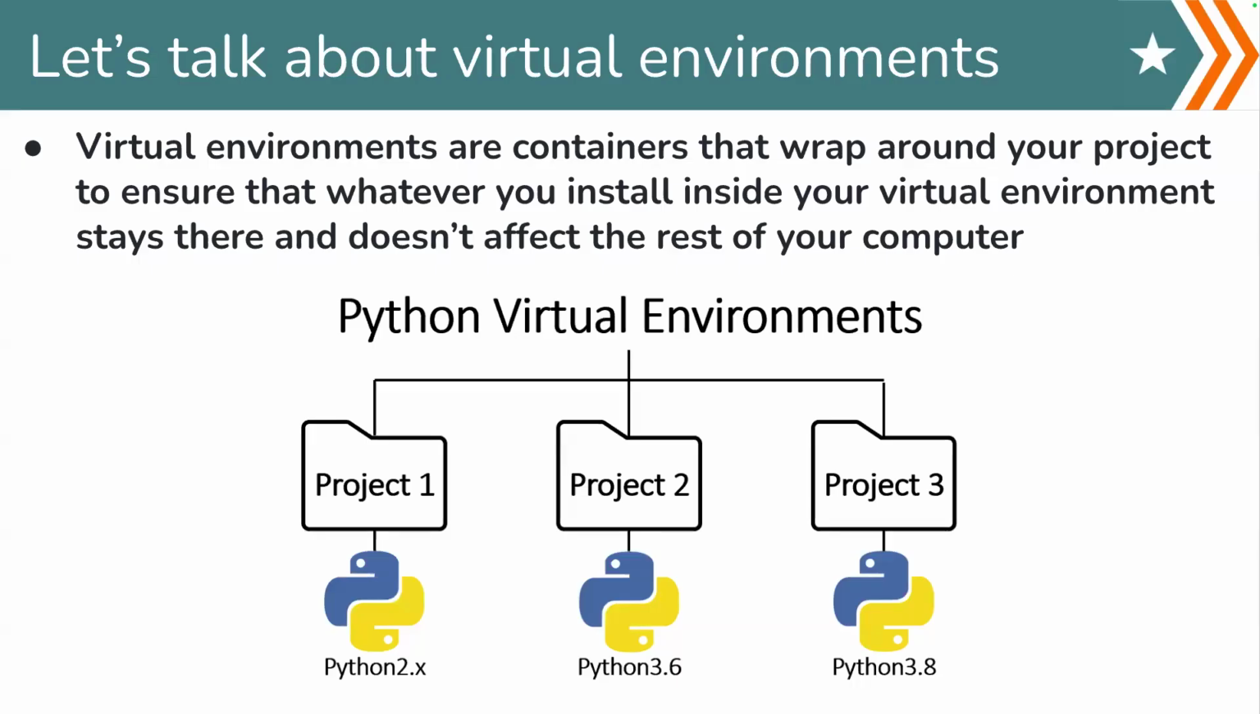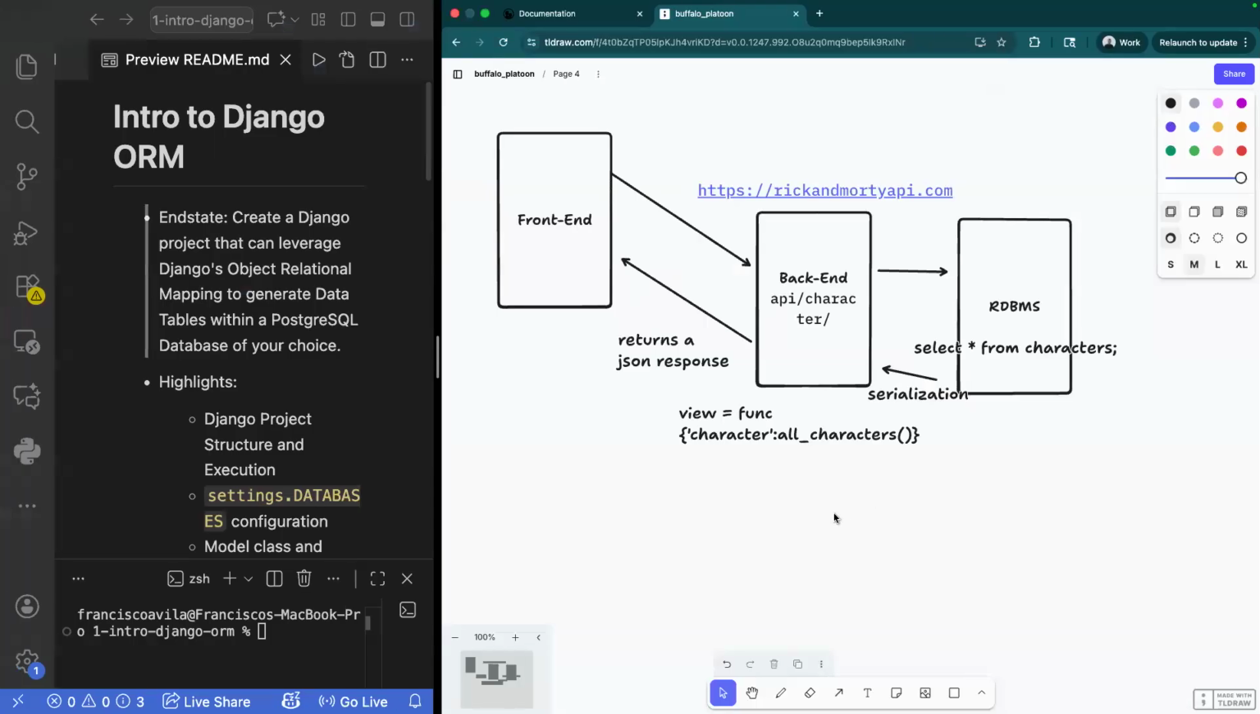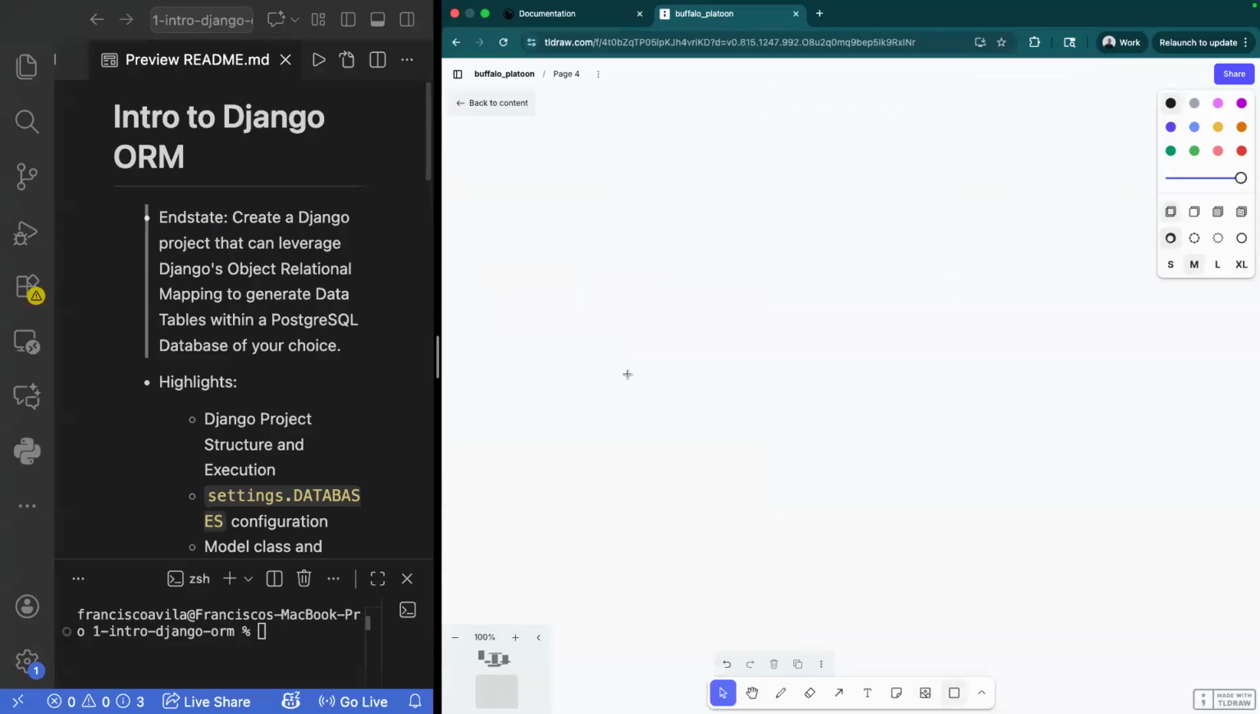So for virtual environments, think about virtual environments as containers that wrap around your project to ensure that whatever you install inside your virtual environment stays there and doesn't affect the rest of your computer. And here we have a couple of examples, project 1, project 2, and project 3. Now, here's the way that I would like to explain it.